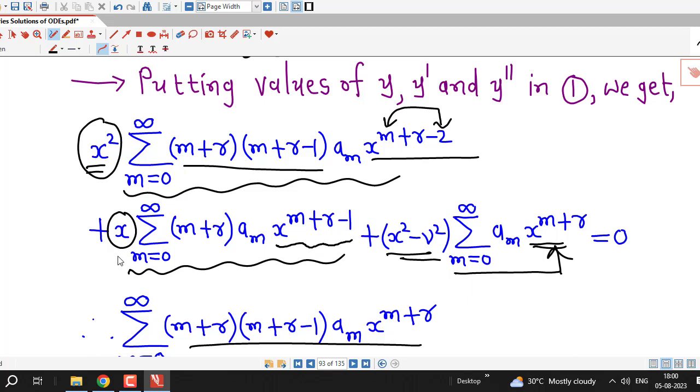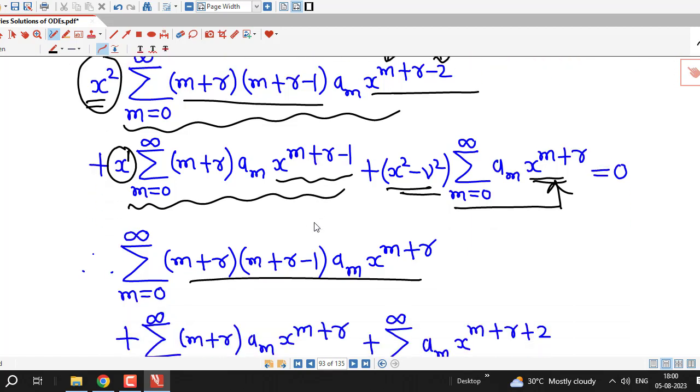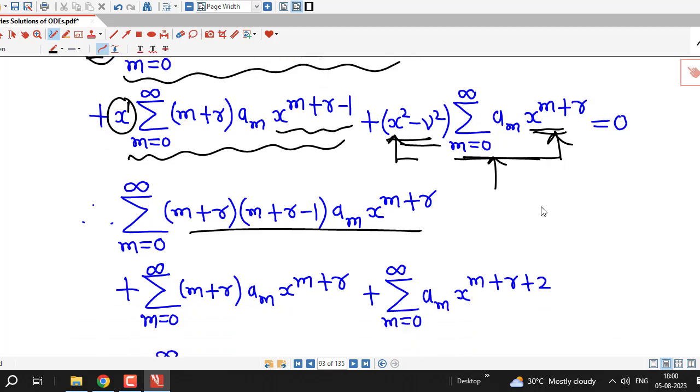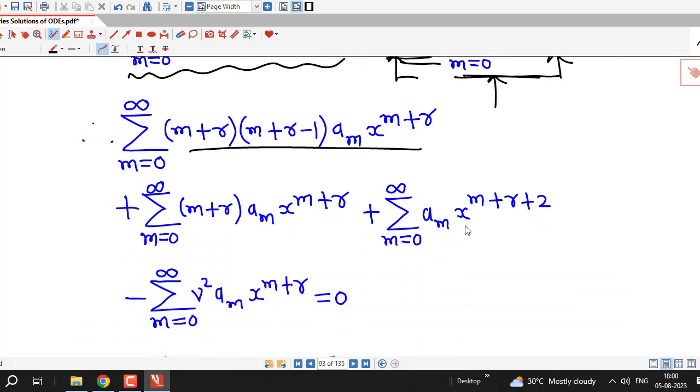Similarly, if I multiply this by x, here x to the power 1 and here x raised to m plus r minus 1, so we will have x raised to m plus r. And here we multiply this by x square first. So x square into x raised to m plus r is x raised to m plus r plus 2, minus nu square into this summation, so that I have written here. So here now the power is m plus r plus 2. In the rest of the summations the power is m plus r.